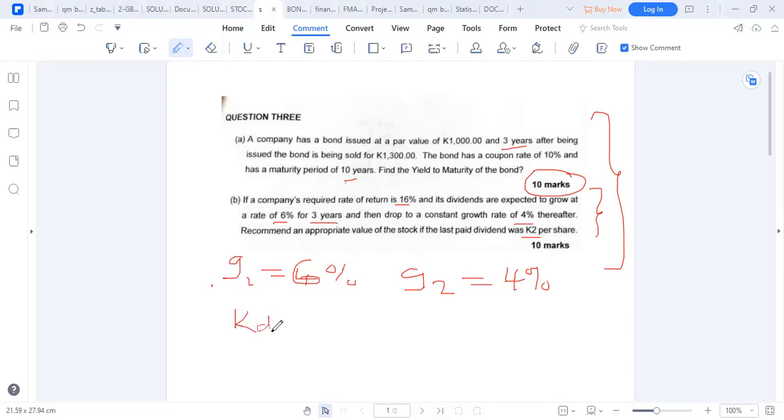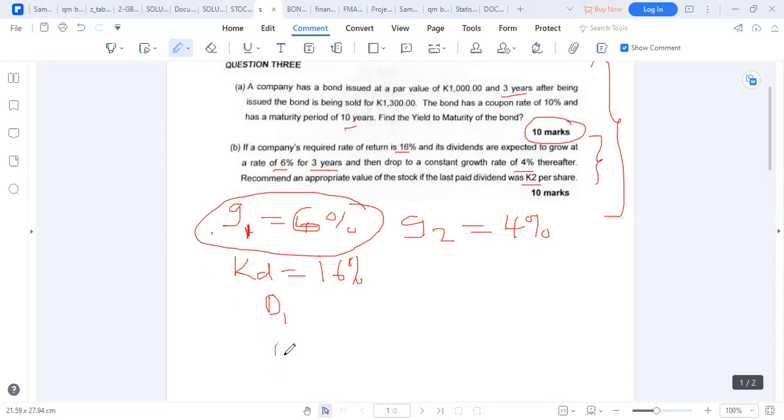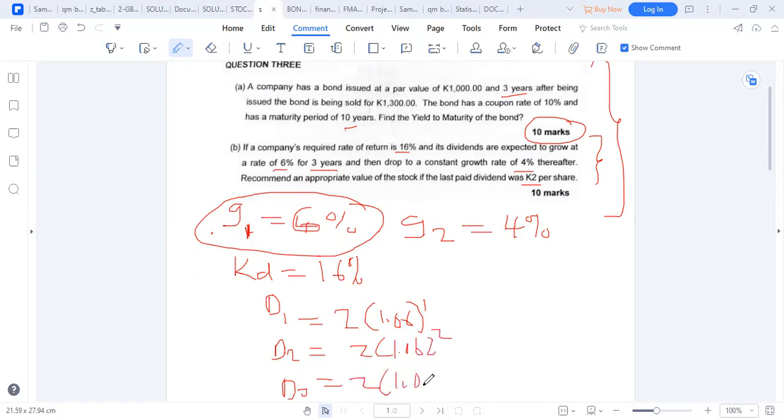I've forgotten what we call the 16%. It's KD, which is the market rate. Yes, the market rate. So what is the job of G1? To give us a constant growth for D1, D2, and D3, by multiplying the 2 kwacha by 1.06 to the power 1, 2 kwacha by 1.06 to the power 2, and 2 kwacha by 1.06 to the power 3.